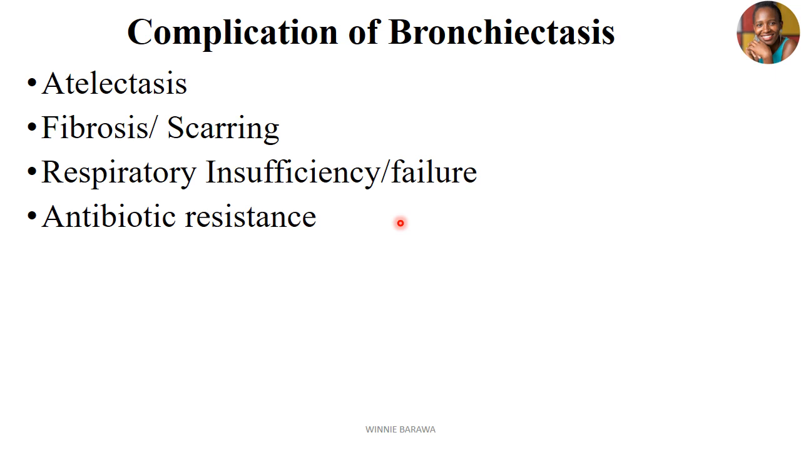You can talk about complications, which can include atelectasis, fibrosis. Fibrosis means thickening of the wall due to destruction of the connective tissues, and they end up either thickening or scarring. And the other bit is respiratory insufficiency or failure. This comes along where there is severe destruction of the bronchial walls and there is failure now to establish proper entry and exit of air. And in this case, you can have respiratory inadequacy or respiratory failure.